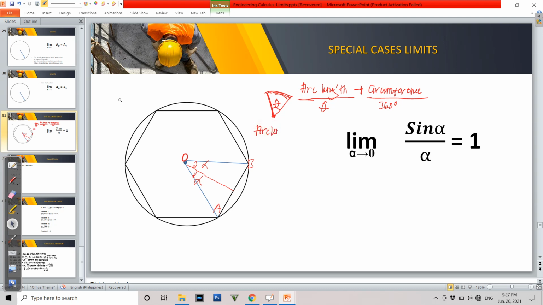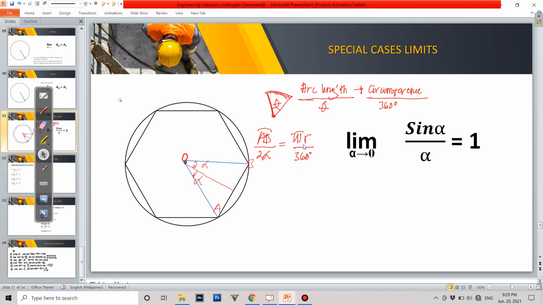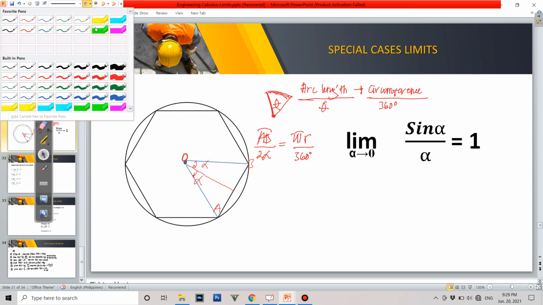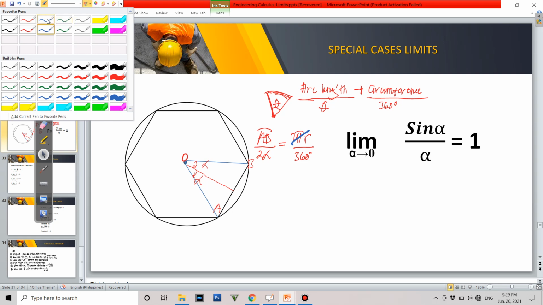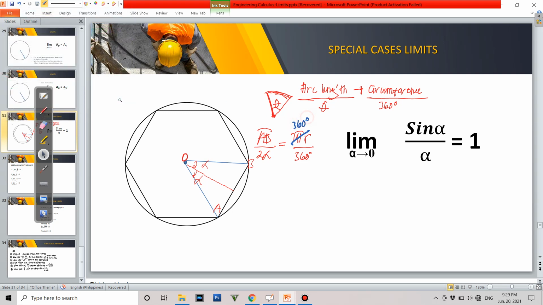So stand to that principle. We have the arc length this way. Perhaps we can have that one as AB. The arc length is 2 alpha, because there are 2 alpha there, is equal to circumference. What is the circumference? 2 pi radius over 360 degrees. We express 2 pi in terms of degrees, and I think this is 360 degrees.